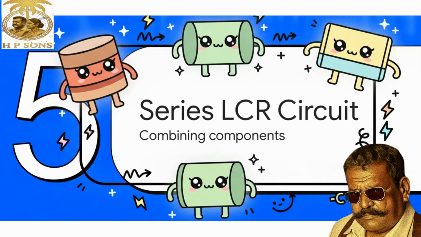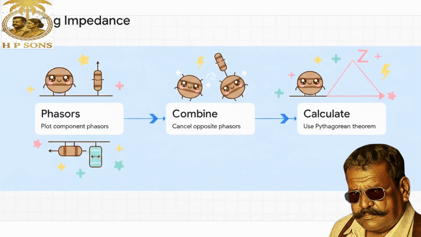Okay, moving to section 5, the series LCR circuit. Let's see what happens when we wire all three of these characters together in a single series circuit. Now, because these components are all fiercely fighting over the timing of the current, we can't just add their resistance and reactances together with simple math. To find the total opposition to the current, which we call impedance, we have to map them out step by step.